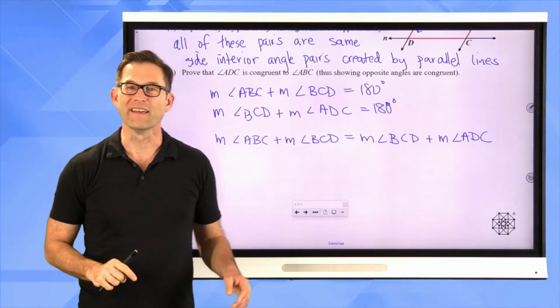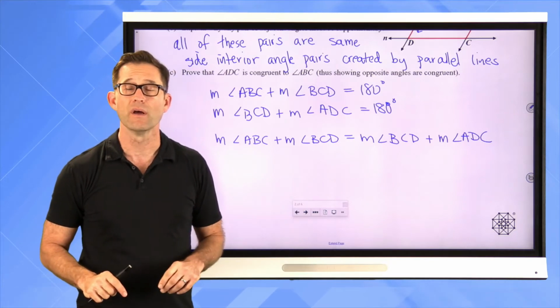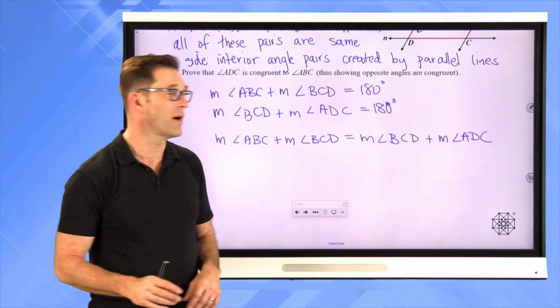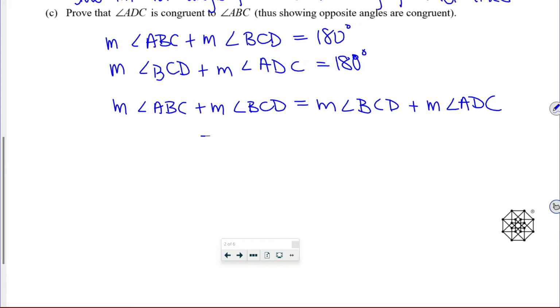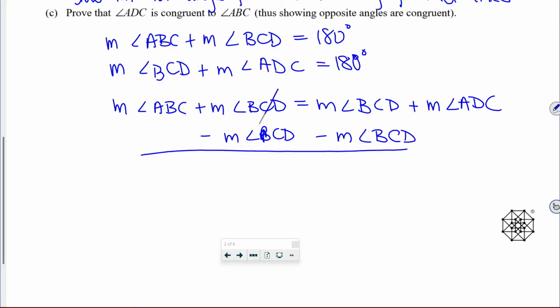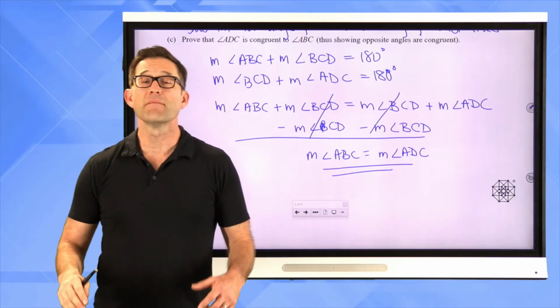Okay, and finally, we see that the measure of angle BCD shows up on both sides of this equation. So like solving any equation in algebra, I can subtract that from both sides of the equation. I'm going to subtract the measure of angle BCD from both sides of the equation, and that leaves me with the measure of angle ABC is equal to the measure of angle ADC. All right. Now, it boils down to this.